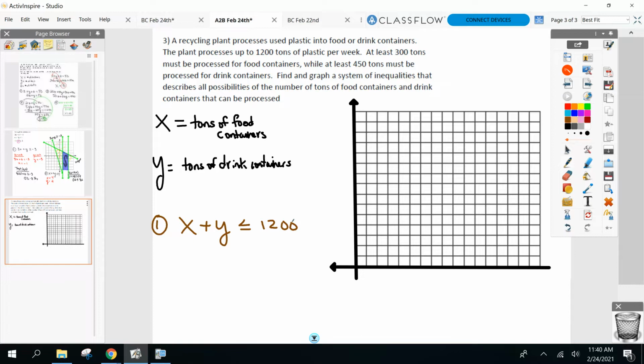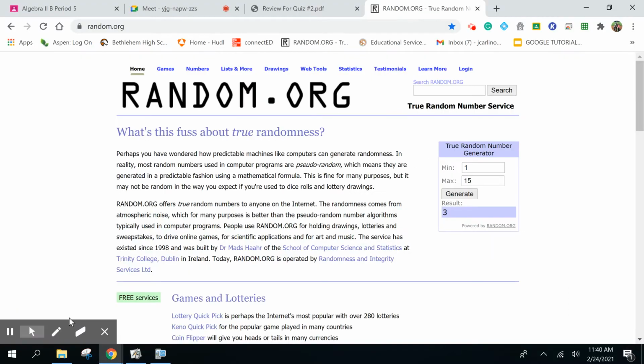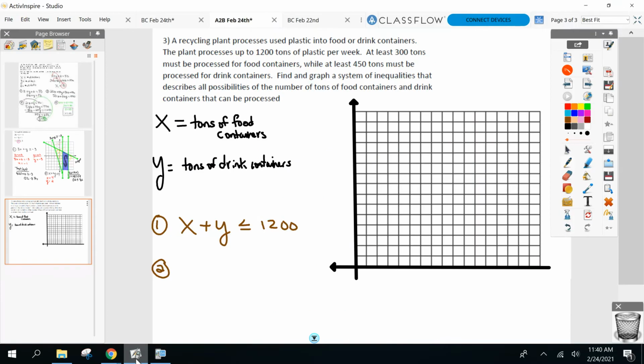Let's go to another one now. One at a time here, guys. At least 300 tons must be for food. Stop. Write it down. At least 300 must be for food. So take a look back at your let statement. Which variable represented food? And then how do I write at least 300 tons? At least 300 tons of food. I'm not talking drink. We're just talking food. That's it. Eliana, what do you think here? At least 300 tons must be food.